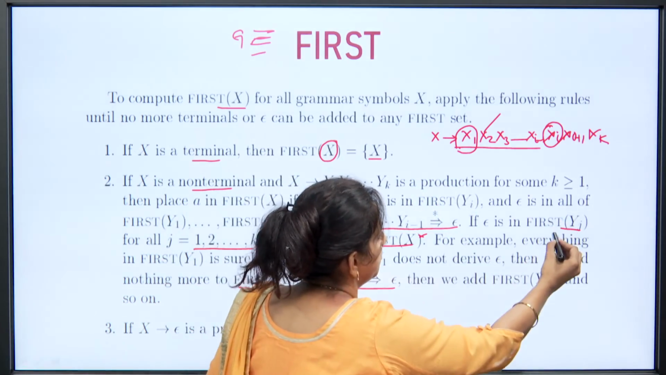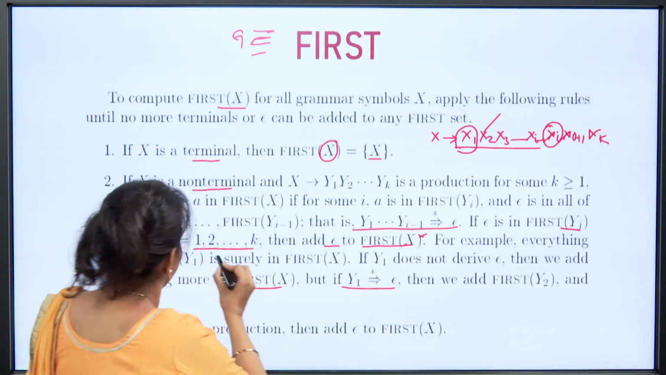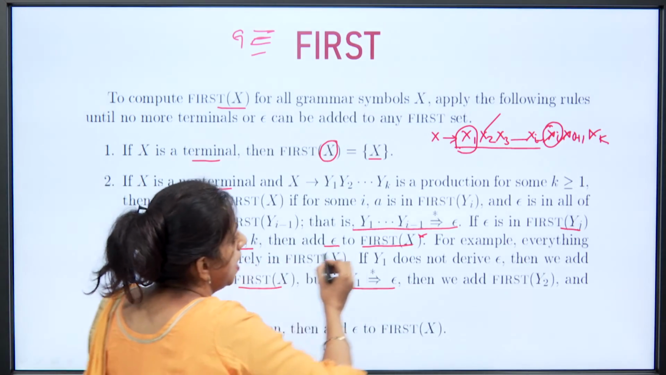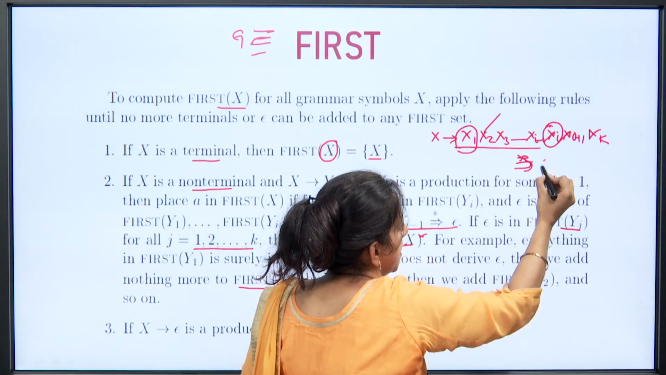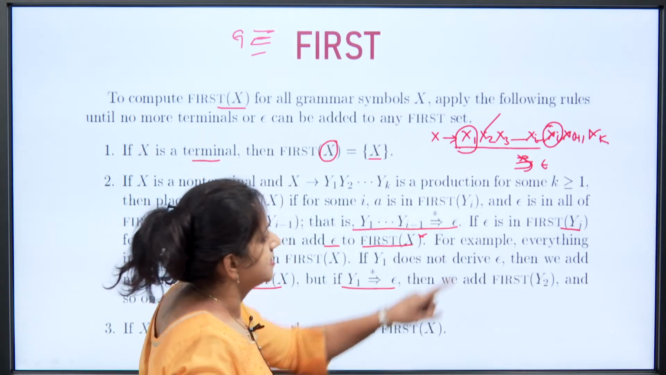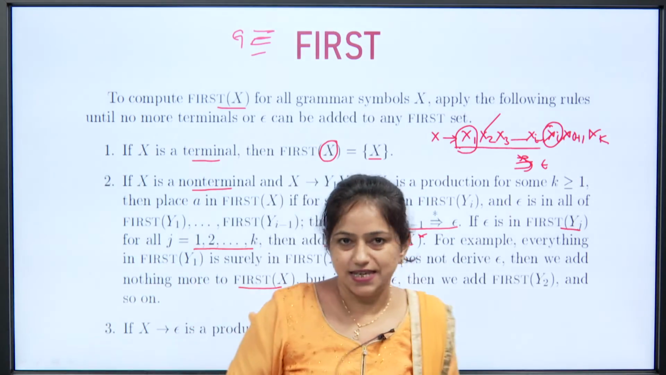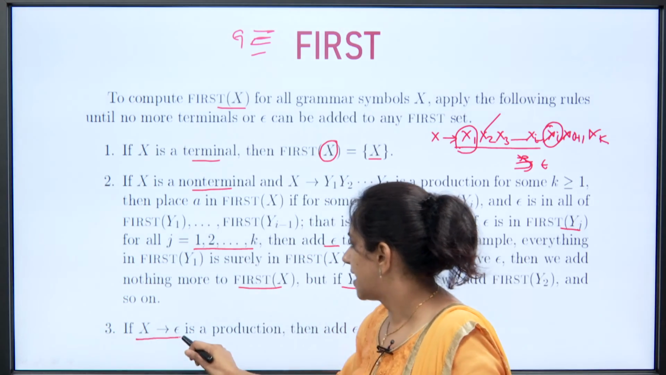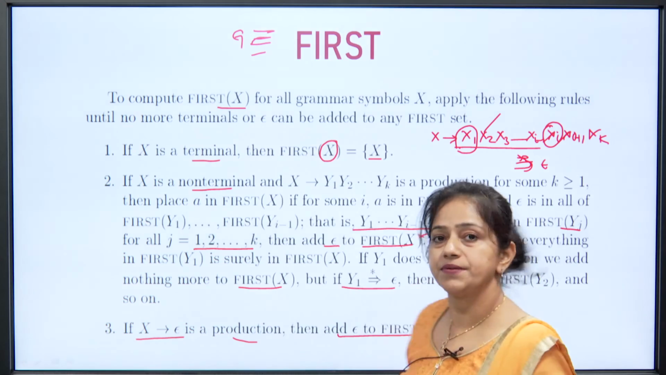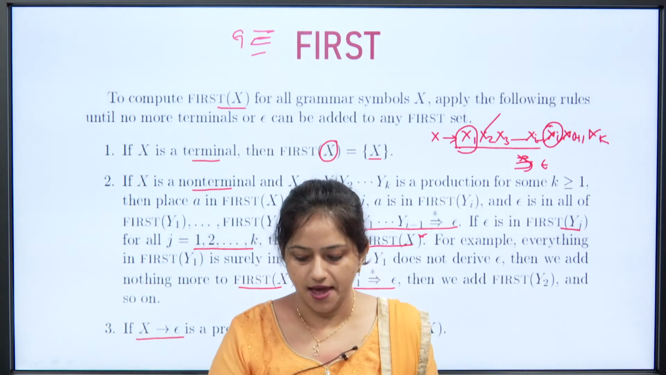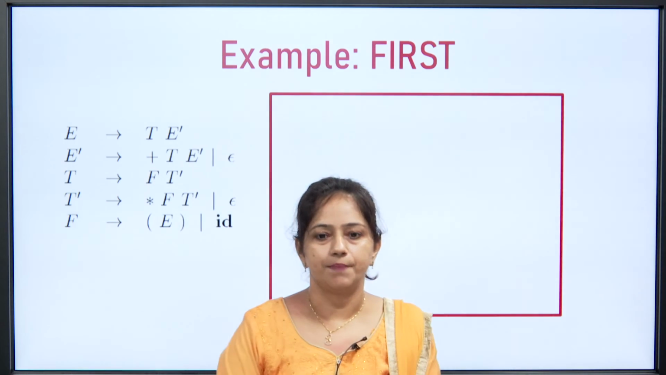The case is this one: when we are obtaining first of Yj, where j is equal to 1 to k, and every non-terminal over here derives epsilon in 0 or more steps, in that case epsilon will also lie in first of X. Now, the last case is if X to null is a production, then we will add epsilon to first of X. Now, we will understand this concept with this example.